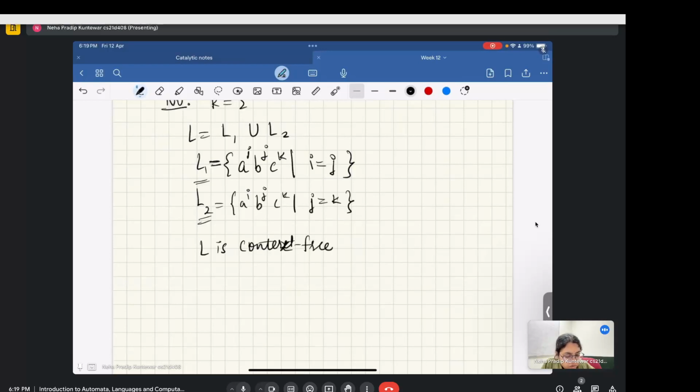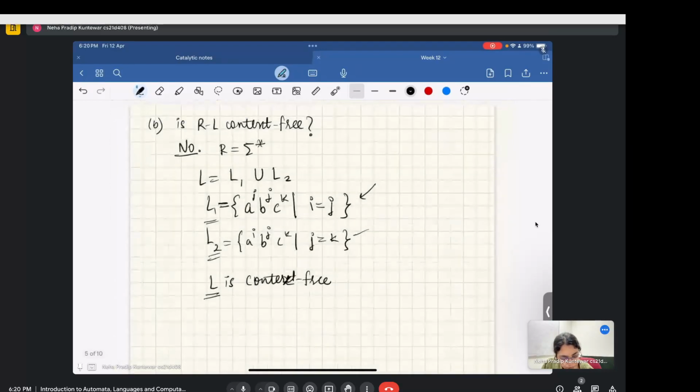This is simply because for L1 we can simply write a context free grammar. For L2 as well, similarly we can write a context free grammar. In fact, we've done this exercise earlier. Again, we know that the context free languages are closed under union. So if L1 and L2 are context free, then L has to be context free. So this is what we know.